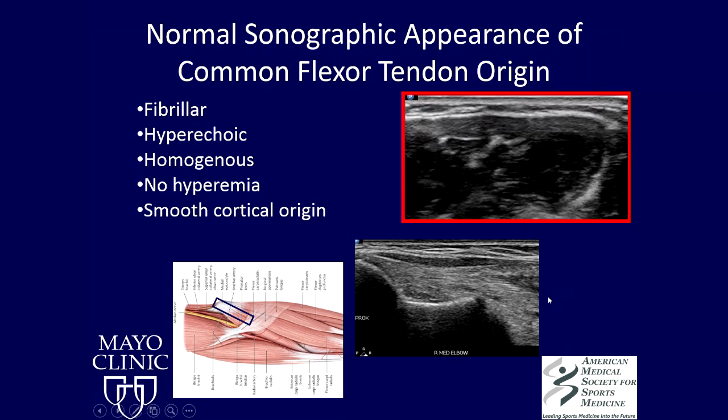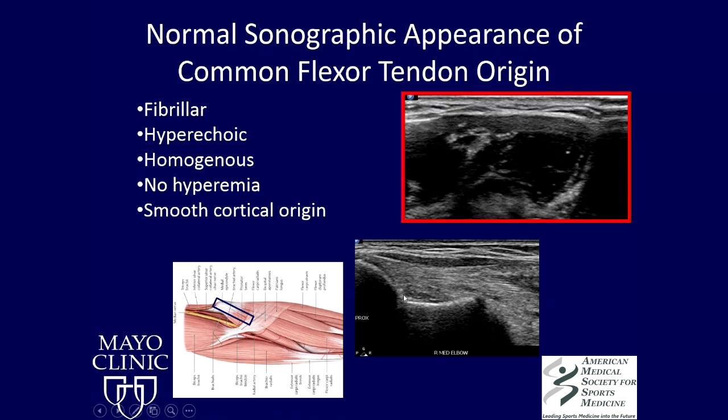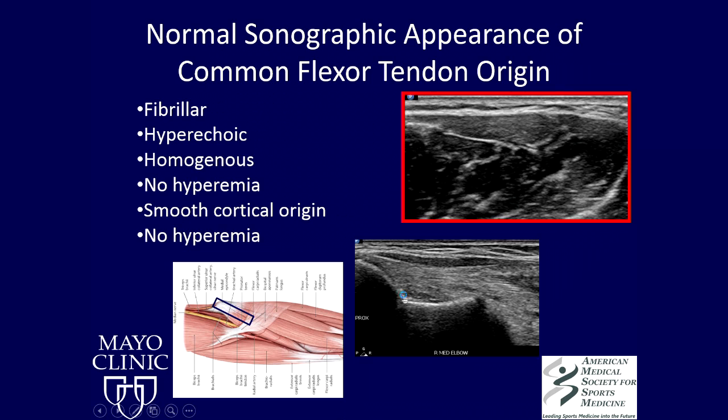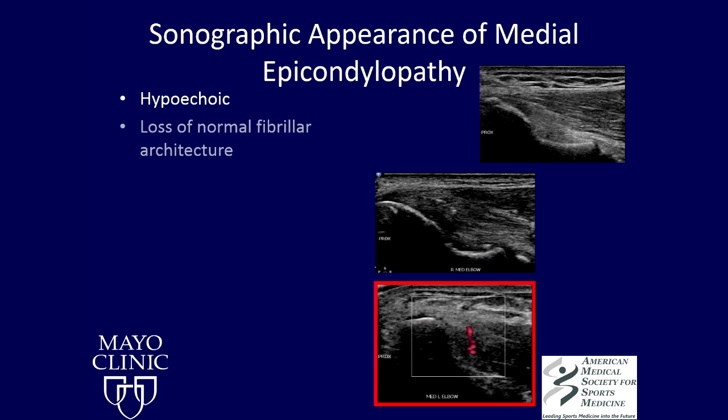The cortex in this region is smooth without any significant irregularities, and there's no hyperemia in this tendon. So in medial epicondylopathy, you're going to see what is typical of tendinopathy. You're going to see hypoechogenicity with loss of the normal fibrillar architecture. It's going to appear heterogeneous and thickened.